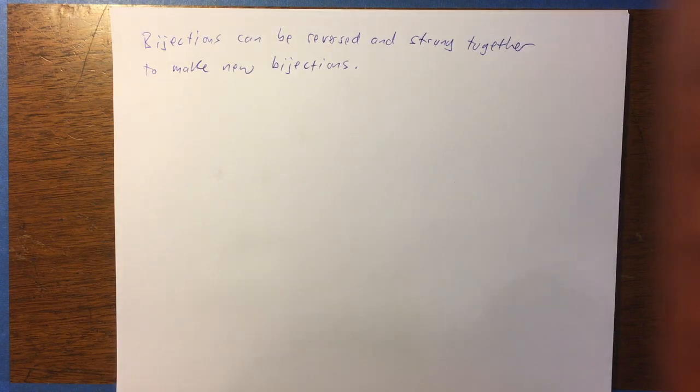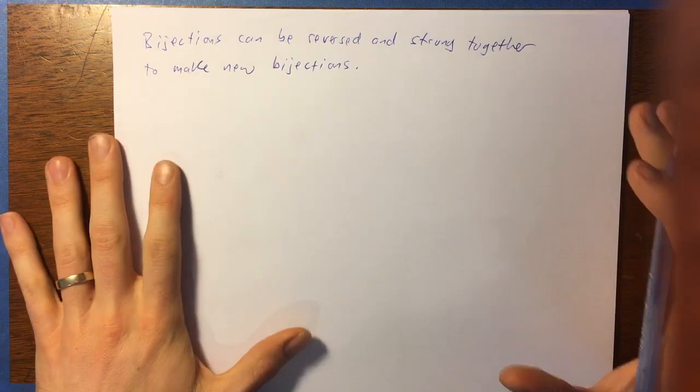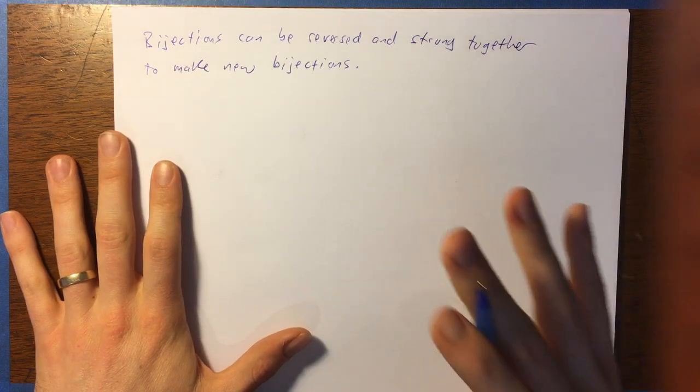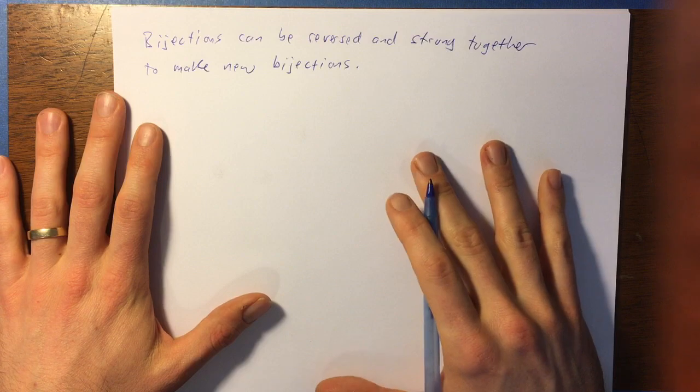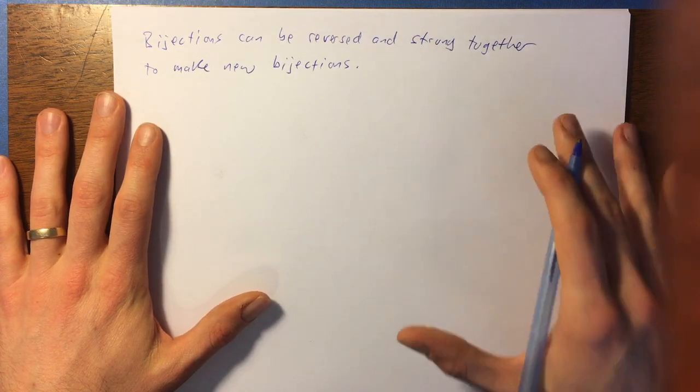Okay, so now that we've seen some examples of proving that there's a bijection between two sets, I want to talk a little more about this idea of bijections, and I want to really explicitly explain a key idea about bijections, and that is that bijections can be reversed and strung together to make new bijections.